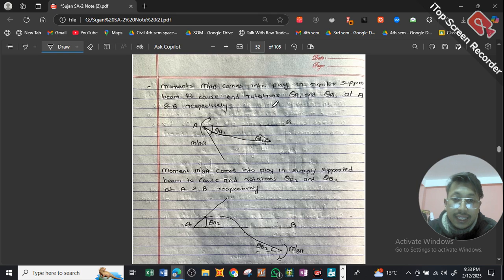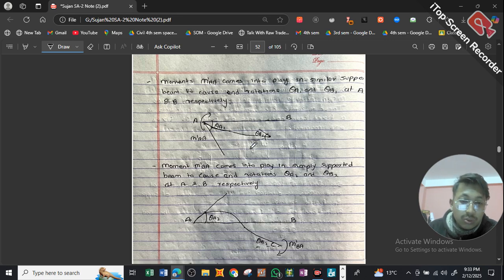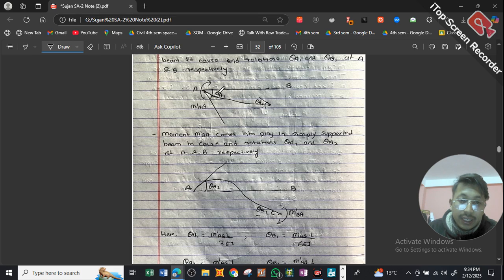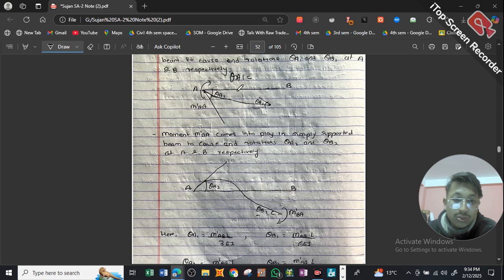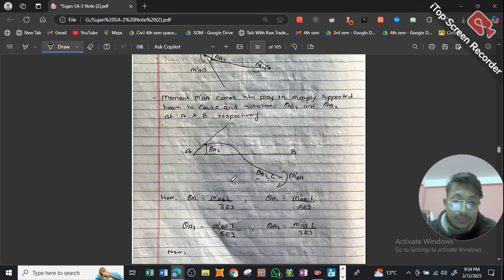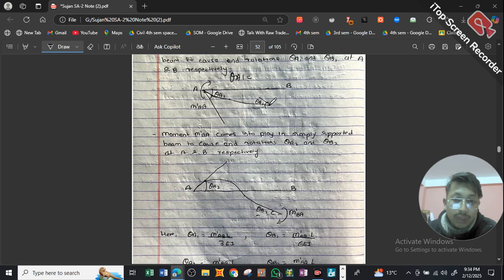Similarly, moment M dash AB comes into play in a simply supported beam to cause end rotations theta A1 and theta B1 at A and B. Similarly, moment MBA comes into play. We can simply read this, and we'll write our first rotation theta A1 in terms of our moment: theta A1 will be MAB into L divided by 3EI. Similarly, we have our theta B1, for which there will be a difference.